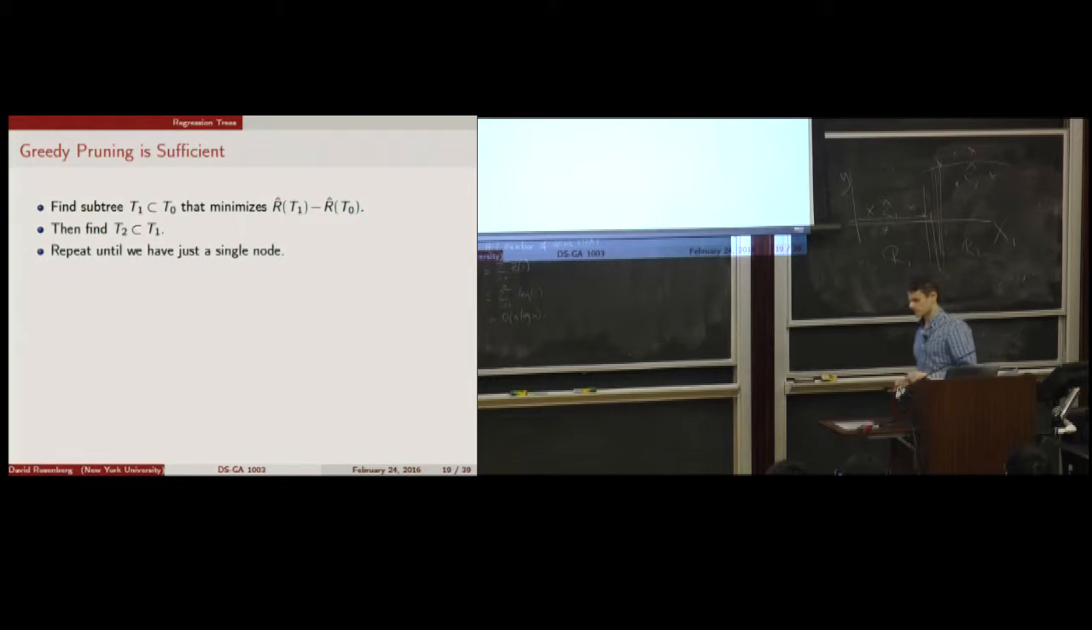Then you can look, for instance, at the performance on your validation set of each of these trees and choose the one that has the best performance. That would be an approach.